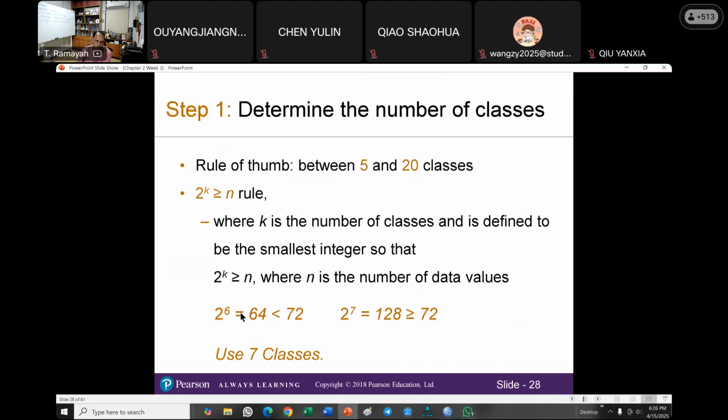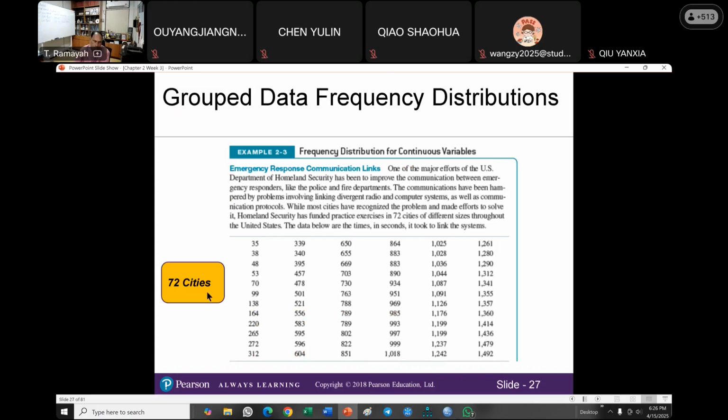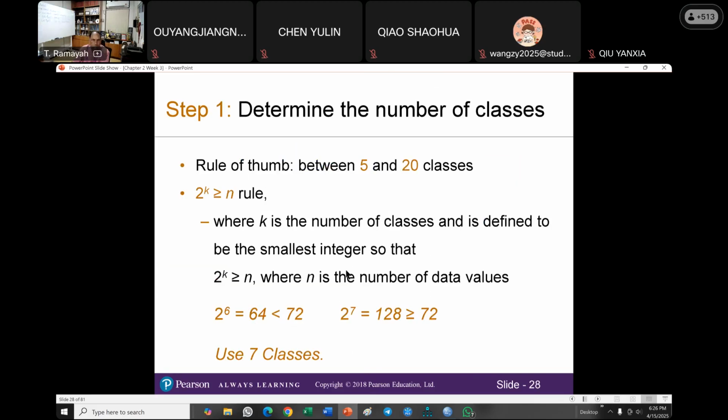So first, we need to determine the number of classes, right? Okay, the number of classes, we will use 2 to the power of k greater than or equal to n, right? N is 72. Okay, 2 to the power of k, we can use, let's say we use 6.